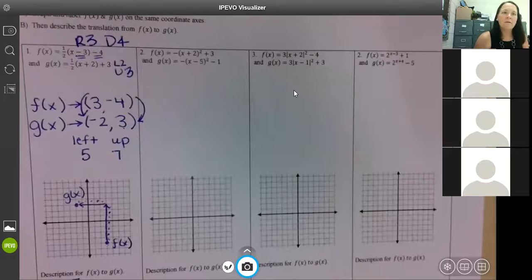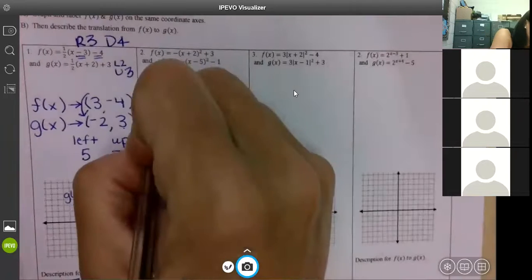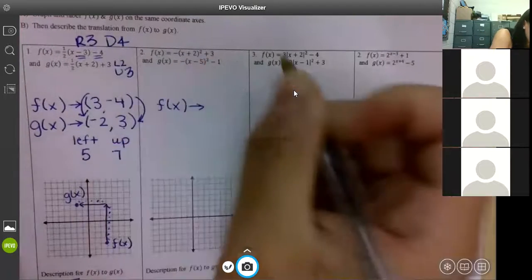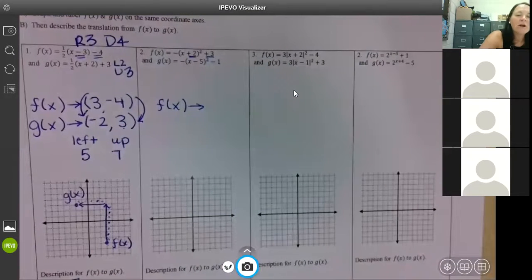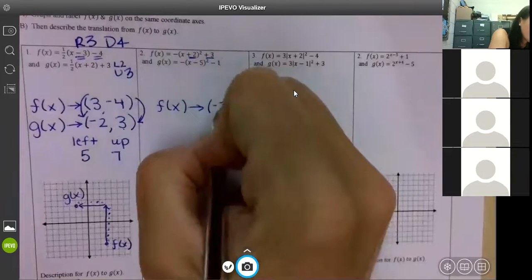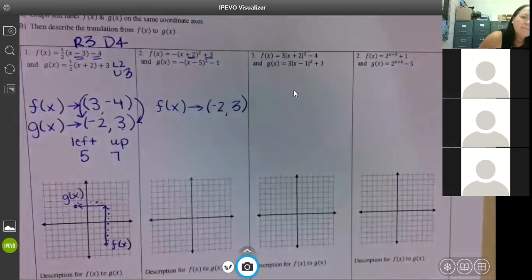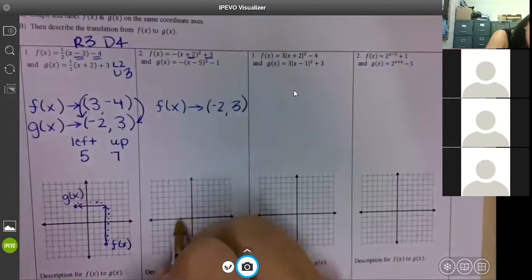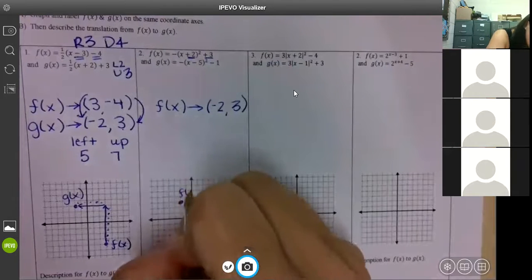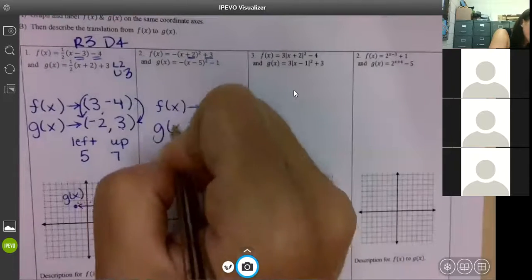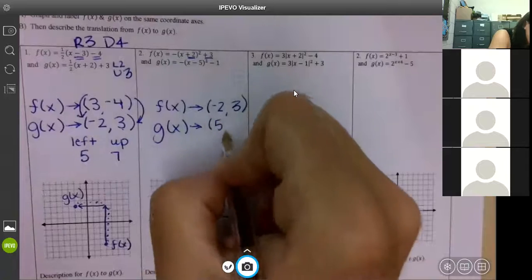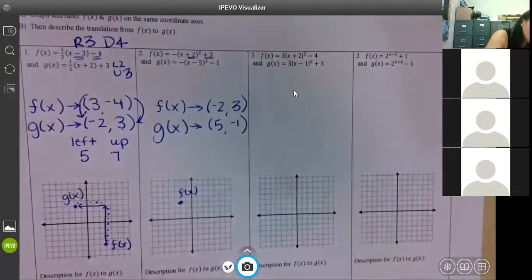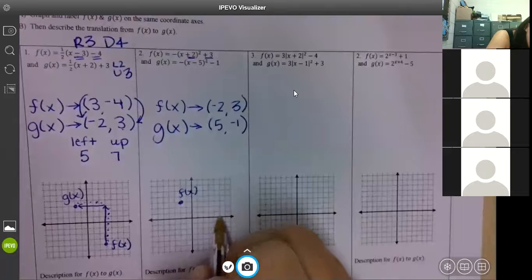Look at your next one. What's your vertex for your f of x? -2, 3. Change the inside, keep the outside. If I want to graph that, I can. -2, +3. I'm going to put my little f of x here. Somebody else, what's your vertex for g of x? +5, -1. Change x, keep y. So +5, 1, 2, 3, 4, 5, -1.